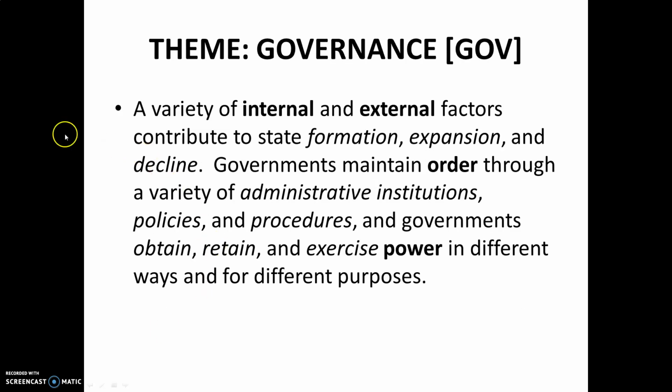Officially, this is the wording of governance. A variety of internal and external factors contribute to state formation, expansion, decline. So why did states form, grow, and then lose power? Governments maintain order through a variety of administrative institutions, policies, and procedures. And then governments obtain, retain, and exercise power in different ways and for different purposes. So we've got why do states form, expand, and decline? How is order maintained and how is power exercised?